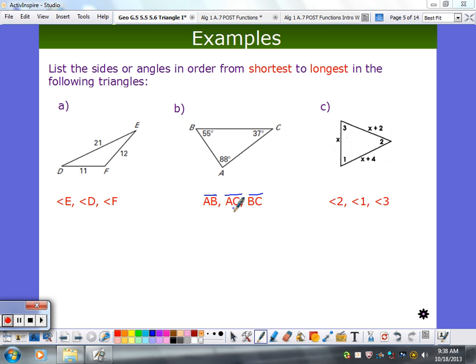Right? Because X would have to be the smallest. This one has to be the middle side because you're adding 2, and this is bigger because you're adding 4. And X has to be, because it's a side length, it can't be 0. It has to be bigger than 0. Yeah?